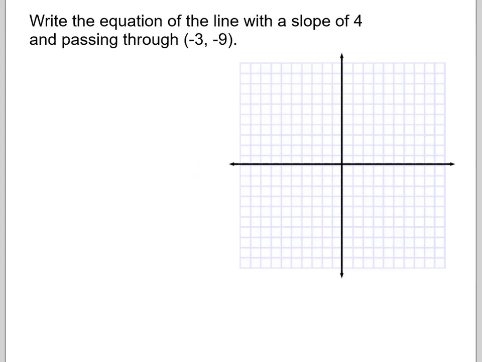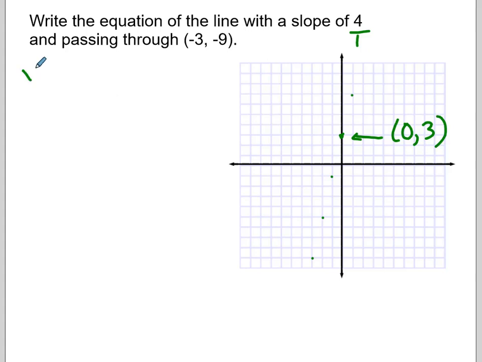Okay, write the equation of the line with a slope of 4 and passing through negative 3, negative 9. So I'm going to do this two ways really quickly. I'll do this by a picture. So negative 3, negative 9 is about here. Okay, so there's my point. And then I'm going to put the placeholder of a 1 underneath that 4. So my slope is 4 over 1. So I'm going to go up 4, right 1, up 4, right 1, up 4, right 1, up 4, right 1. Okay, and that's as far as I need to go because really the only piece I wanted was that guy.